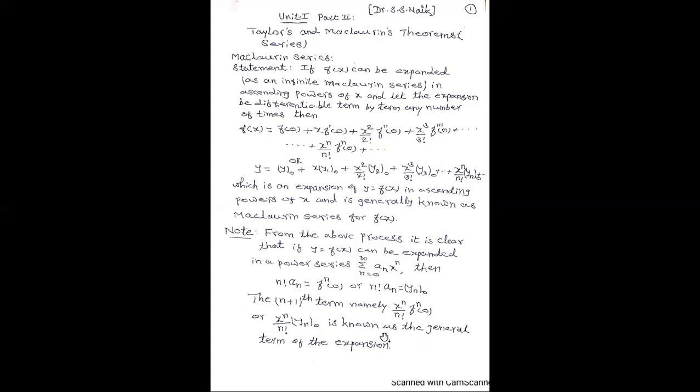Now just try to understand this, you have to remember. The proof of this is not necessary for us. Directly you have to remember this is what we call the Maclaurin series of a function f of x, and the last term is the n plus 1th term because it starts from 0. This starts from x to the power 0, so including this term this becomes n plus 1 terms. So therefore the n plus 1th term is known as the general term of the expansion.